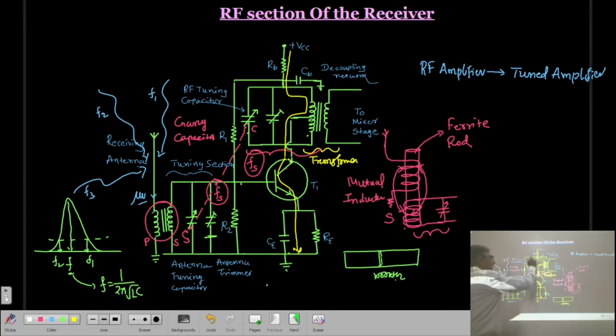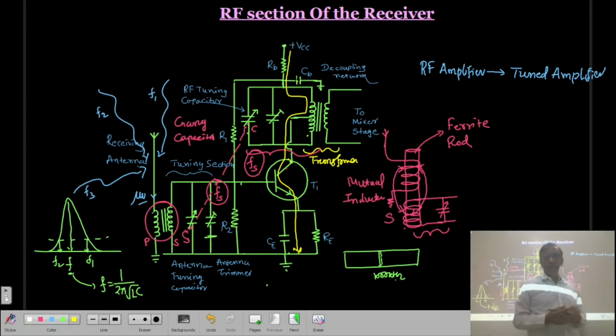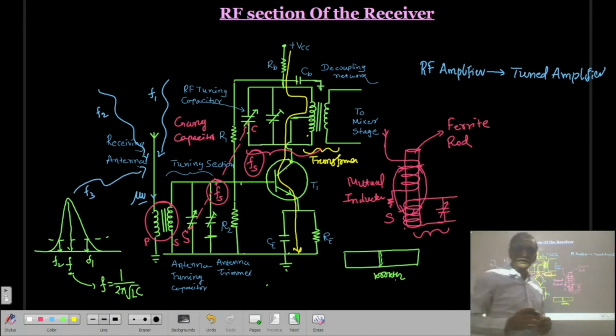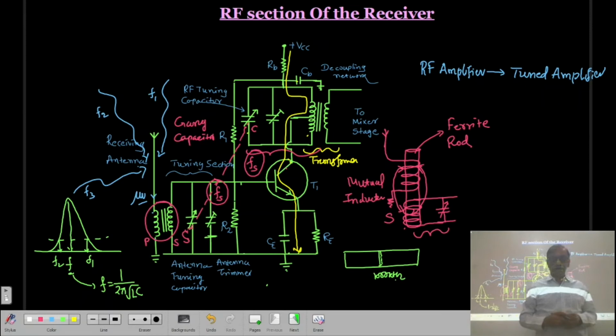This resistance RB and CB is used for the decoupling network. Decoupling network means it will isolate your power supply from the circuit. Otherwise, whatever frequency is going to be amplified, this frequency will enter into your power supply, and that will corrupt the power supply. So to prevent this, we always have to use a decoupling network.